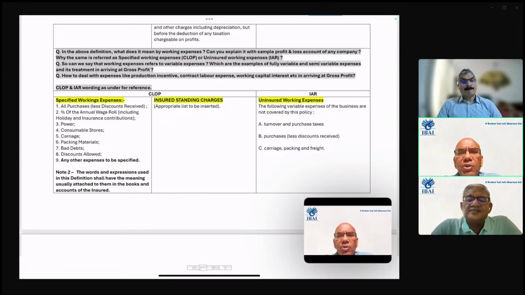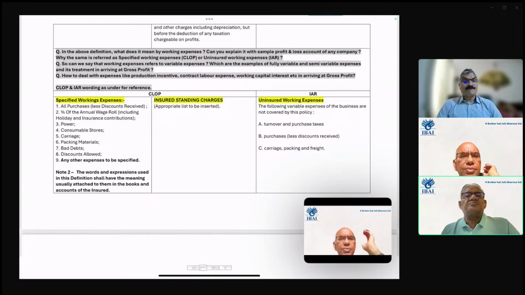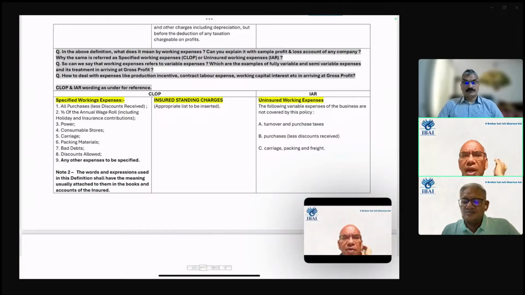Both are looking variable, so you are removing the variable expenditure, basically those in the nature of variable expenses. So you have also answered the last question: how to deal with expenses of production, like production incentive, contract labor expenses, working capital interest in arriving at gross profit. Is it correct? I think it's better that you include all of this for insurance purposes, and what would happen is that the surveyor will make an adjustment for the saving in fixed cost if it happens. If it doesn't happen, it doesn't happen.